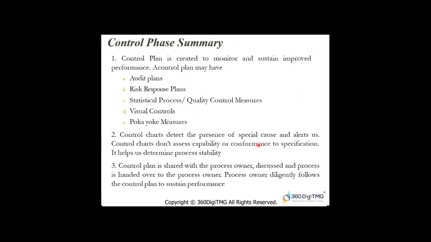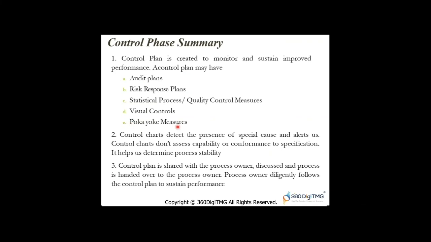Here is the last summary. We created a control plan to monitor and sustain the improved performance. A control plan would typically contain your audit plans, risk response plans, statistical process measures, visual controls, and poka-yoke measures, right? It's in that reverse order.